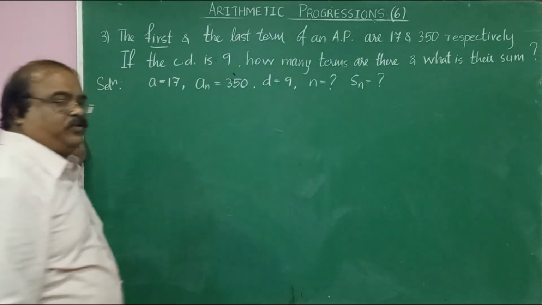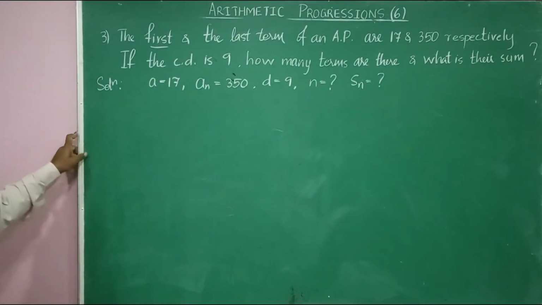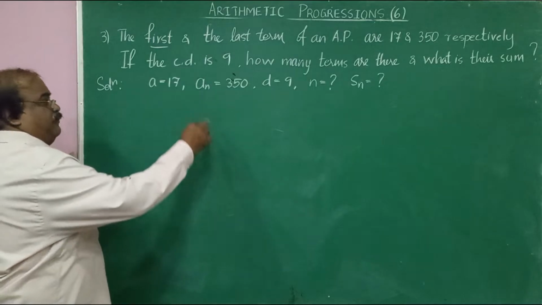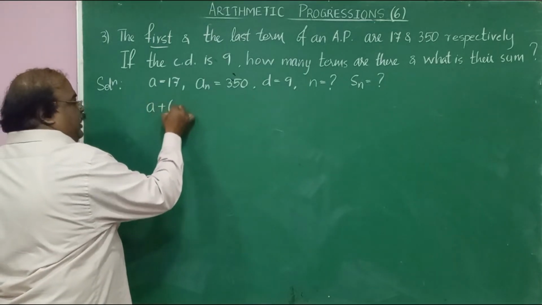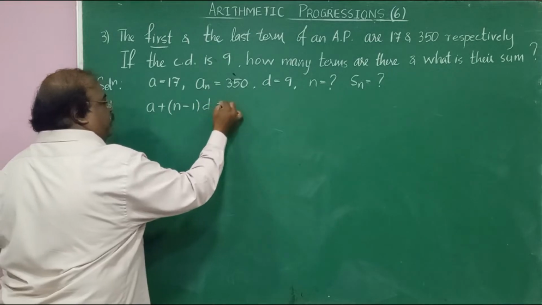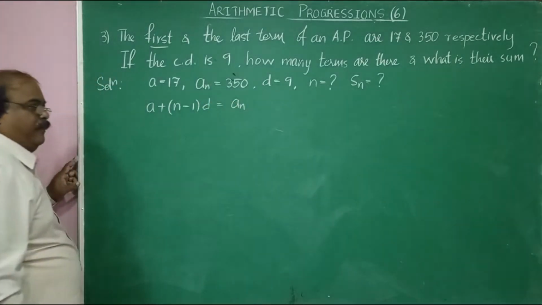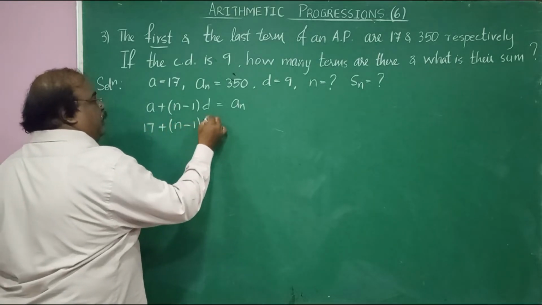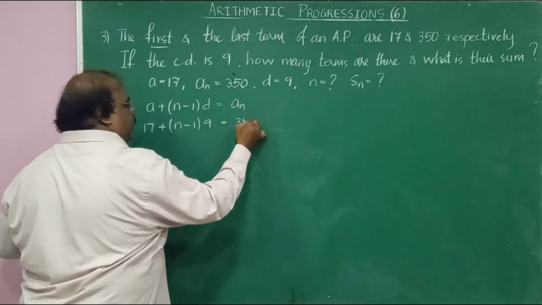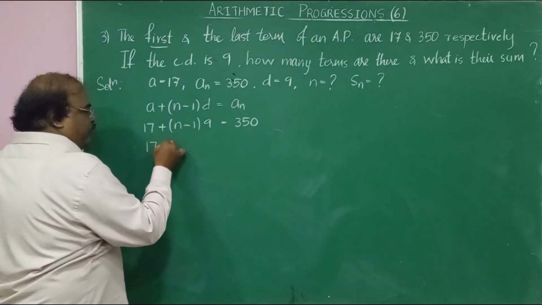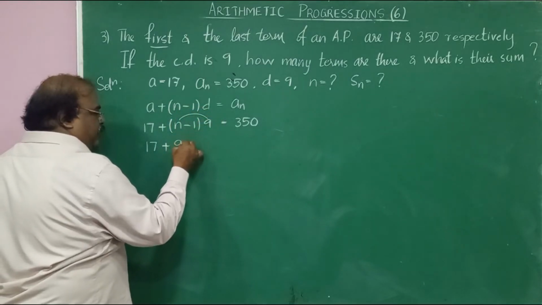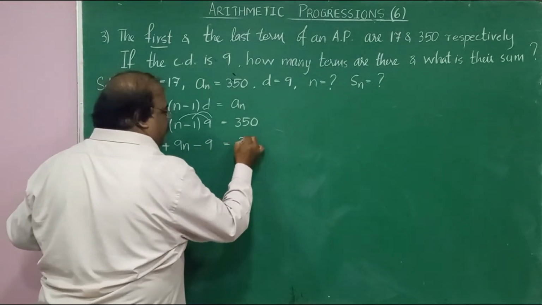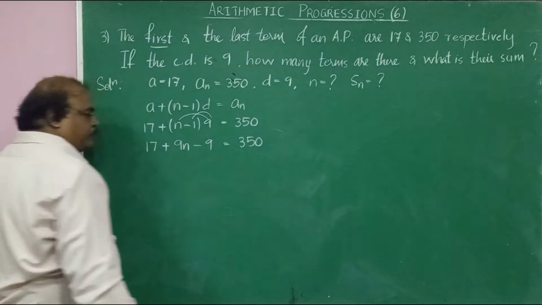I am asking you once again two questions. How many terms are there in the given arithmetic progression, and to find the sum of that arithmetic series. Let me start with the first part of the sum. I know that a plus n minus 1 into d is equal to an. So a is 17, n minus 1 into d is equal to an. So you get 17 plus 9n minus 9 is equal to 350.